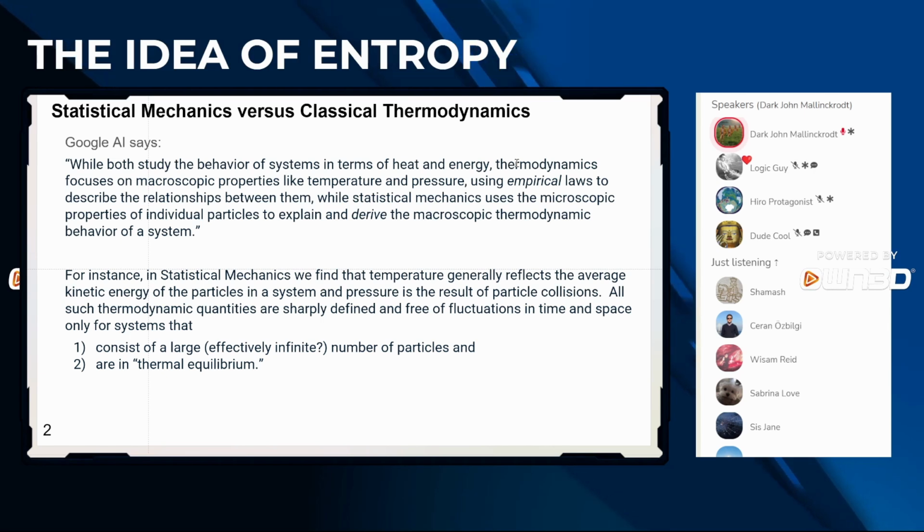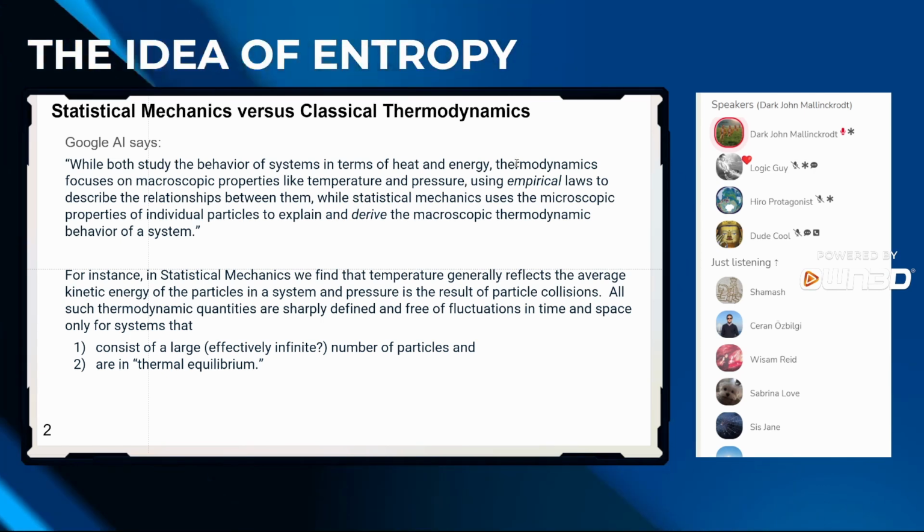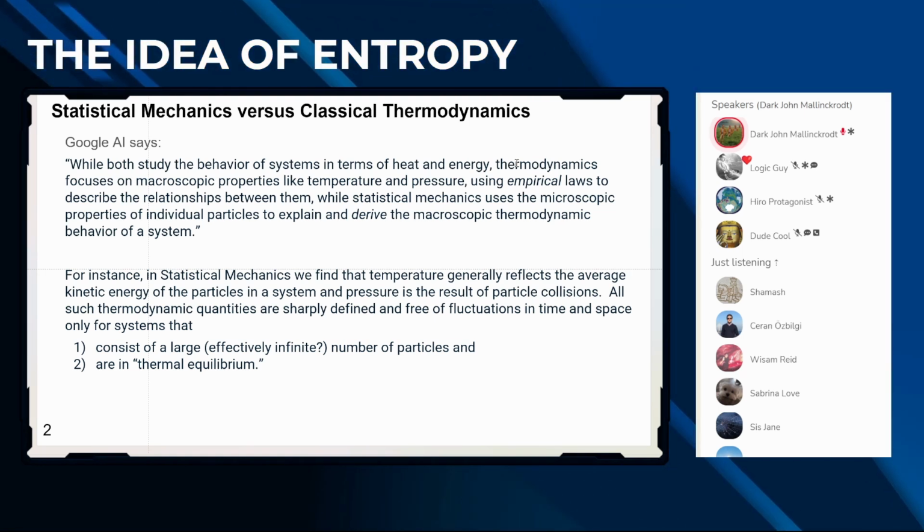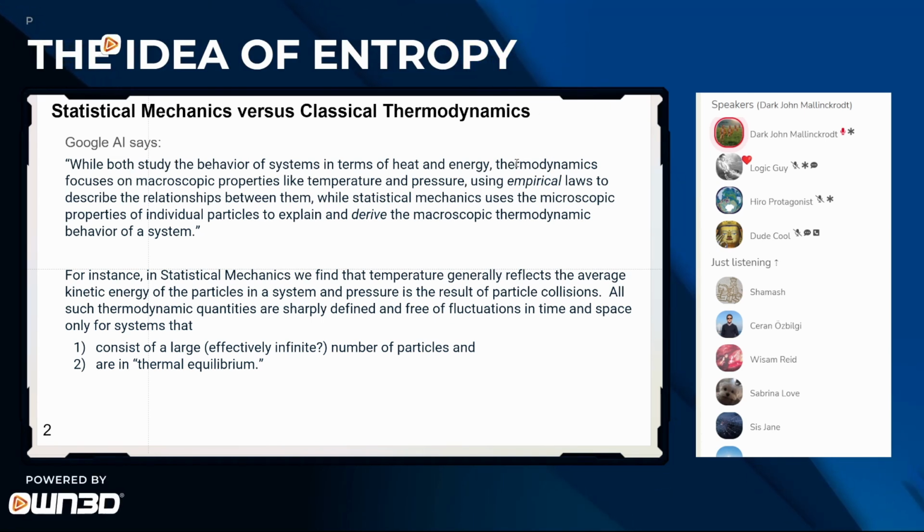So as I say then going on, for instance, in statistical mechanics, we find that temperature generally reflects something like the average kinetic energy of the particles, of the atoms or the particles in a system. And pressure is the result of particle collisions. All such thermodynamic quantities are sharply defined and free of fluctuations.